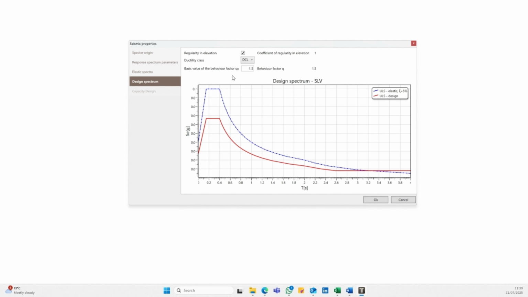Both curves drop as the period increases. The ULS elastic declines steadily, while the ULS design falls more gradually, staying below it. By 4 seconds, both taper off near zero, indicating minimal acceleration for long-period structures. Key details: regularity in elevation has a coefficient of 1, ductility class is DCL, and the behavior factor q is 1.5. This chart guides TimberTech building design, balancing elastic response and design safety.